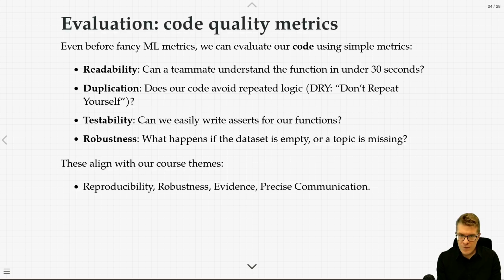But we want to be able to evaluate our code, even the simple code we've produced in this module, using a few simple metrics. The first one is readability. Can a teammate understand this function very quickly, ideally under 30 seconds? The 30 seconds threshold is also kind of arbitrary, but this function should be readable. Sometimes people suggest that a function should be able to fit on one screen at a time. You should be able to see the whole thing at once. That, of course, assumes something about the layout of your screen and the window and so on, so not everyone uses it, but generally it should be nice and tight.